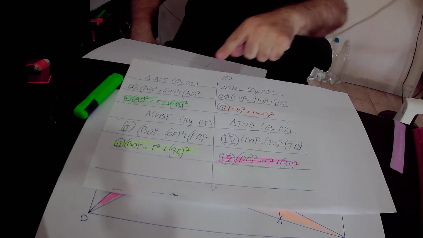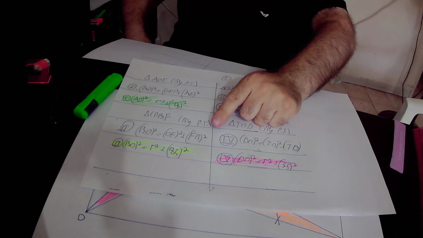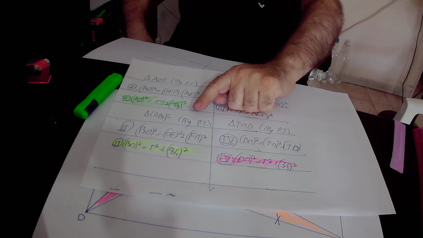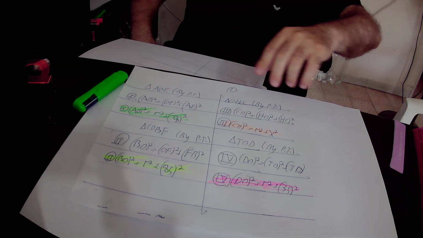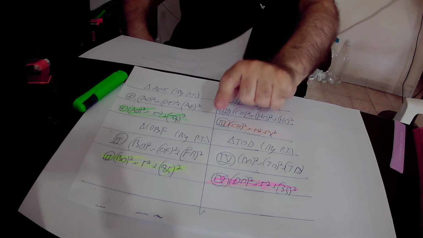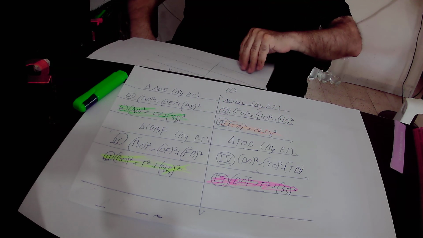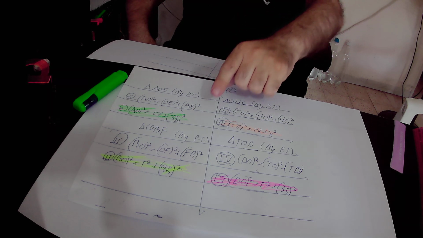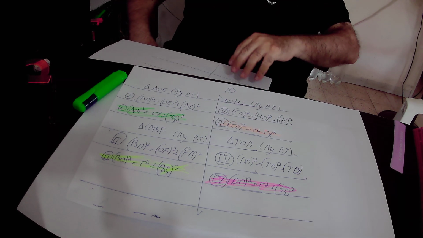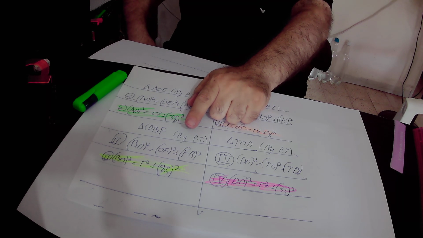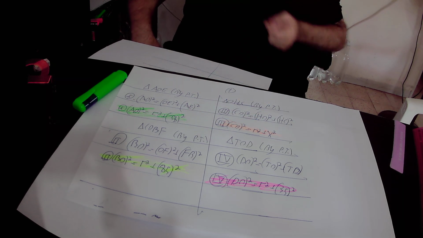Again, BO square equals OF square plus FB square. OF is R, so OF square is R square, plus FB square. FB is 85, so FB square is 85 square. So in conclusion, we found out that according to equation number 2, BO square equals R square plus 85 square.